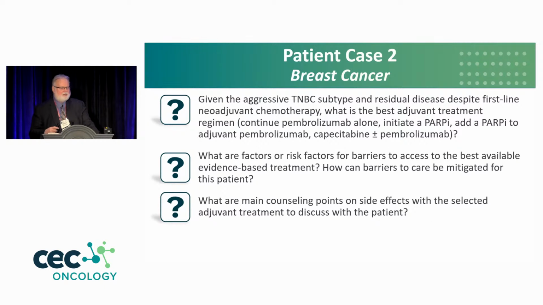She works full-time and has commercial insurance with prescription coverage through her employer. So given the aggressive nature of the triple-negative breast cancer subtype and the residual disease despite first-line neoadjuvant therapy, what's the best adjuvant treatment for this patient? Do we continue pembro, do something else? What do you think?